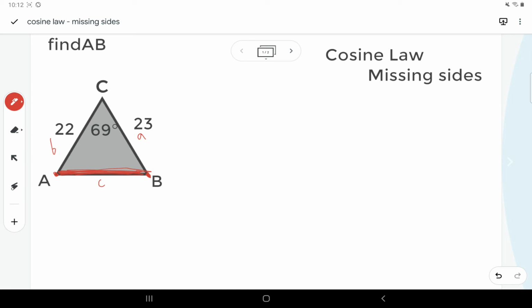Speaking of equations, we look and we see that AB is side little c, which means the equation that we choose, which was our second step, is going to have little c on the left-hand side. So looking back at our examples, the equation we're going to use is little c squared equals a squared plus b squared minus 2ab cos big C. Okay, so that's our formula. Now we plug in our numbers.